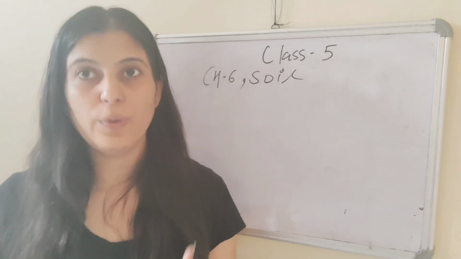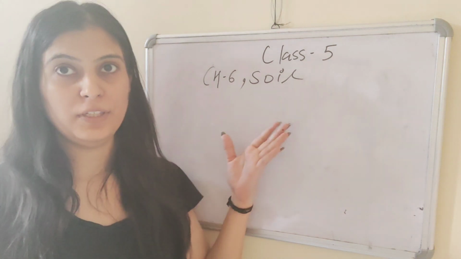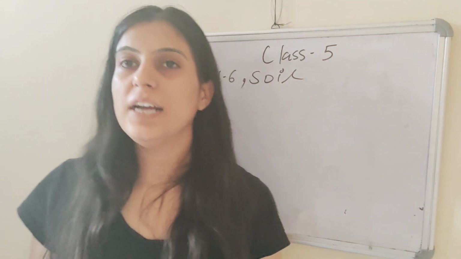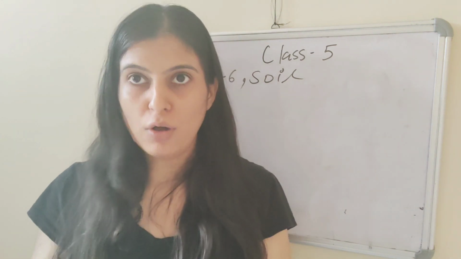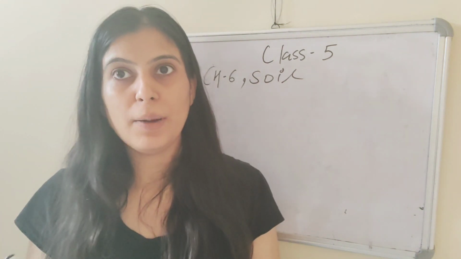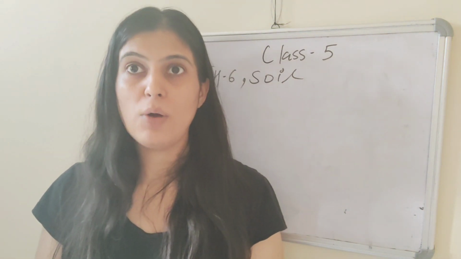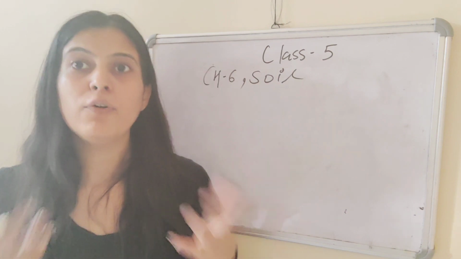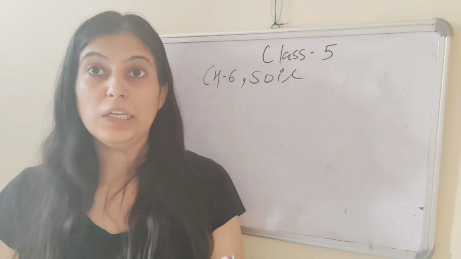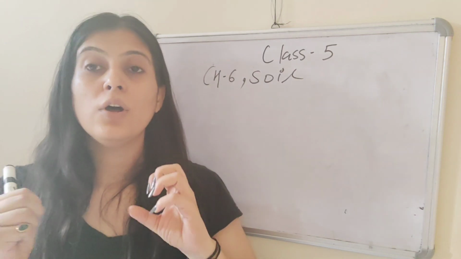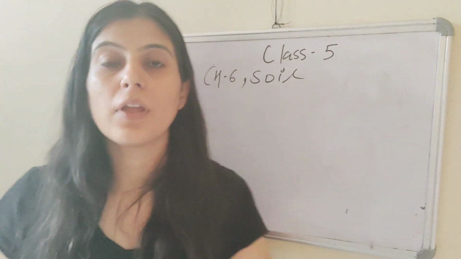Good morning, class. Today we are going to discuss your next topic, chapter number 6, soil. In earlier lectures, we have discussed that earth is made up of rock and it is also made up of soil. Now, in this chapter, we are going to discuss what soil is made up of, the different layers of soil, formation of soil, soil erosion, and how to conserve soil and how to stop soil erosion.